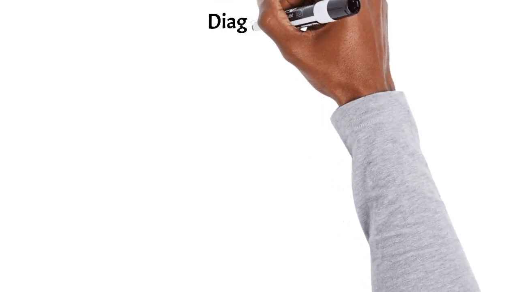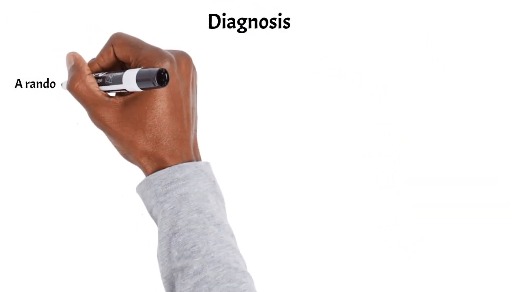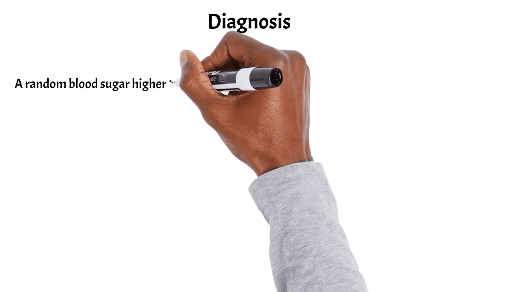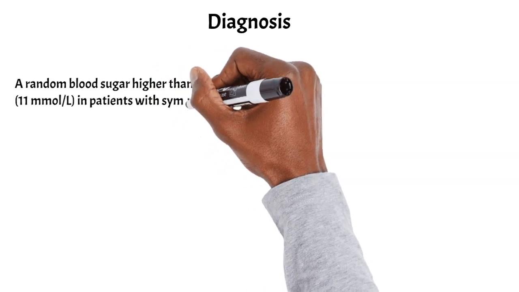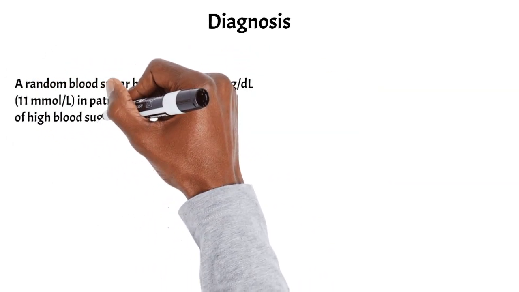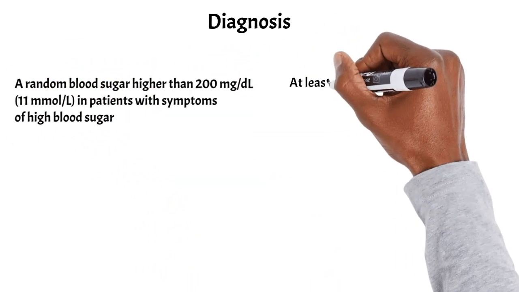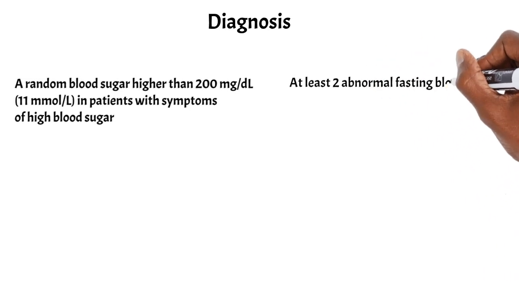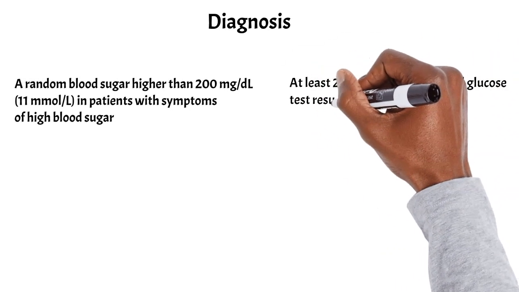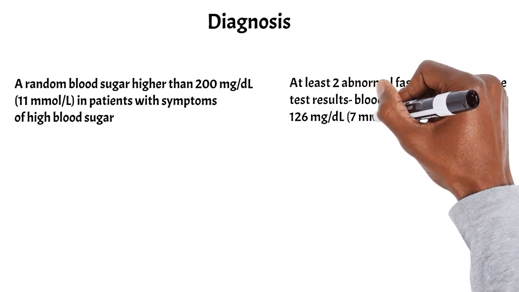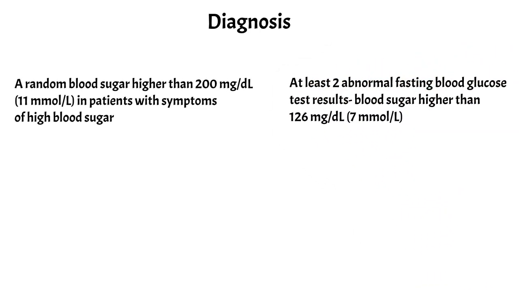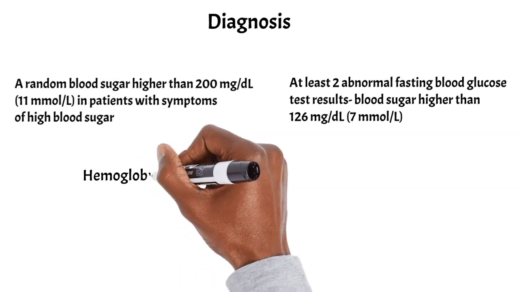Diagnosis of diabetes is typically made when a random blood sugar is higher than 200 milligrams per deciliter or 11 millimoles per liter in patients with symptoms of high blood sugar, or at least 2 abnormal fasting blood glucose test results, which are blood sugar higher than 126 milligrams per deciliter or 7 millimoles per liter.